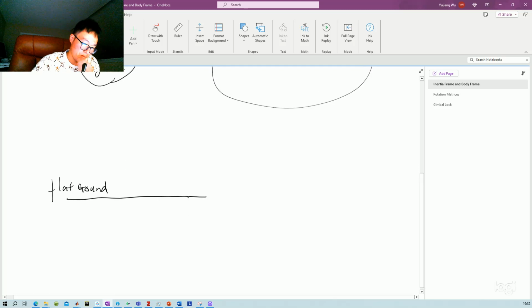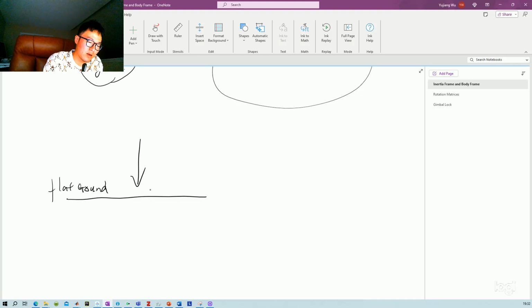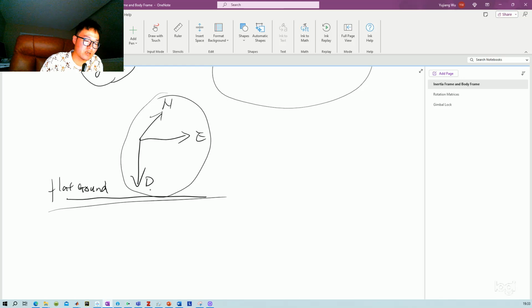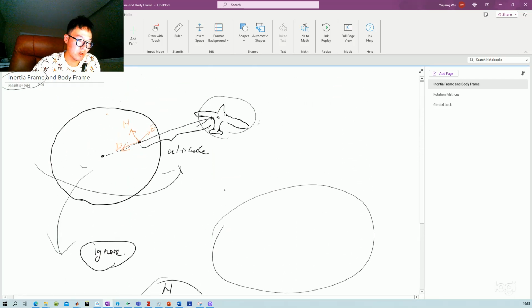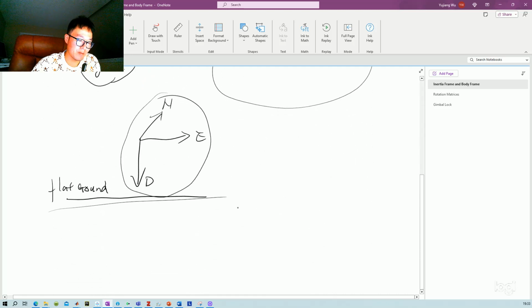So when we talk about the inertia frame, we assume that this is pointing down, and then to the north and to the east. And we assume that this frame is fixed. The Earth is not rotating, and everything is fixed. So that's why we call it the fixed frame, or inertia frame, or northeast down frame.